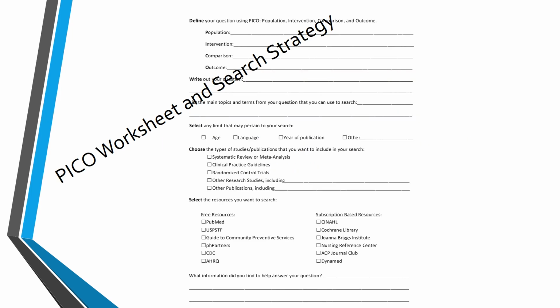Once you have your PICO question, you will want to write it down and move to the next step of the evidence-based public health process, which is determining what is known through the scientific literature. There are many forms and worksheets on the internet that will help you organize your search process. I recommend that you go to the Nursing Experts Translating the Evidence website to use the form that is displayed in this slide.